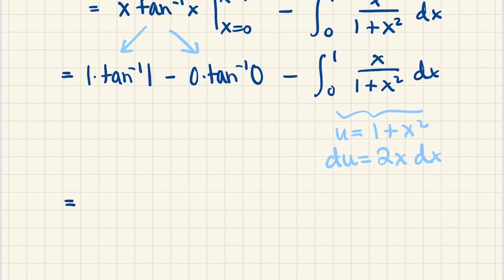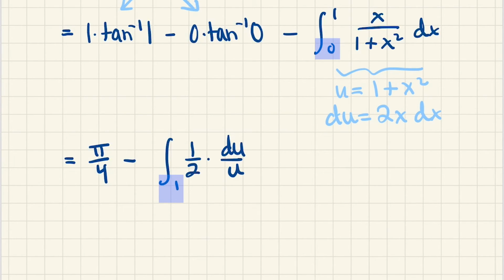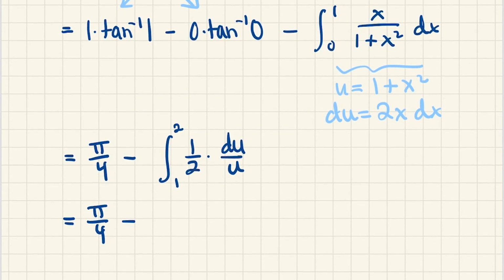Okay, so continuing this integral, we have the inverse tangent of 1, which is pi over 4, minus 0 times inverse tangent of 0, so that's all going to be 0, minus a new integral here. It looks like 1/2 times du over u after we make all the substitutions. And the new bounds are when x is 0, u is 1, and when x is 1, u is 1 plus 1 squared, which is 2. So this guy's going to be pi over 4 minus, we can now integrate that.